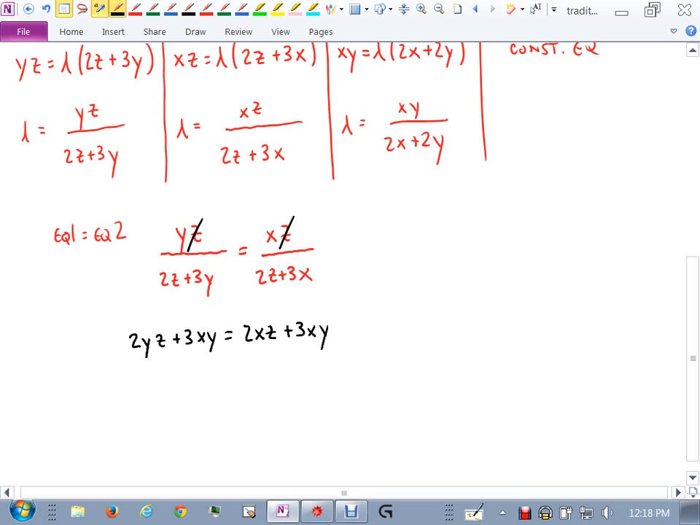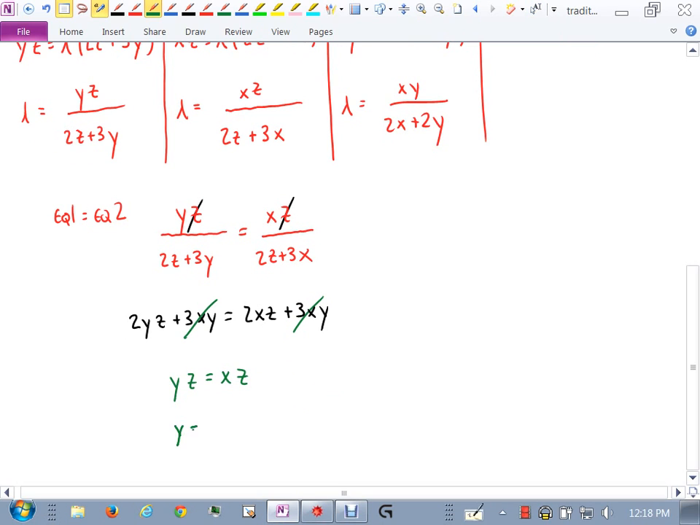Hey! Is that right? Do those xy's cancel? And we're left with yz equals xz, aren't we? Can I divide by z again? Y must be x. Hey, now that is a result right there, right? Y must be x. Now, what do you think I should maybe do now? Do the same for these two lambdas maybe, or the first lambda and the last one?